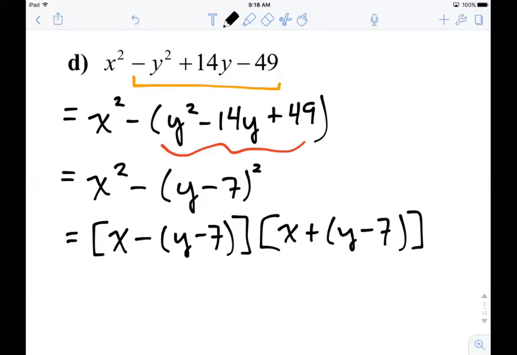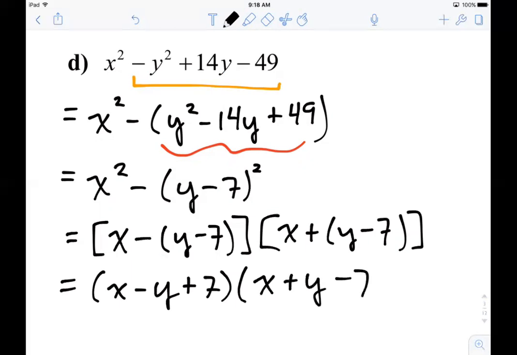And then as a final, slightly simpler way to write it, we can eliminate those extra brackets that we have inside and write it in a slightly simpler way. So we can just say x minus y minus 7 in the first bracket, or sorry, plus 7 in the first bracket when we expand that out, and x plus y minus 7 in the second bracket. That would be our final result.